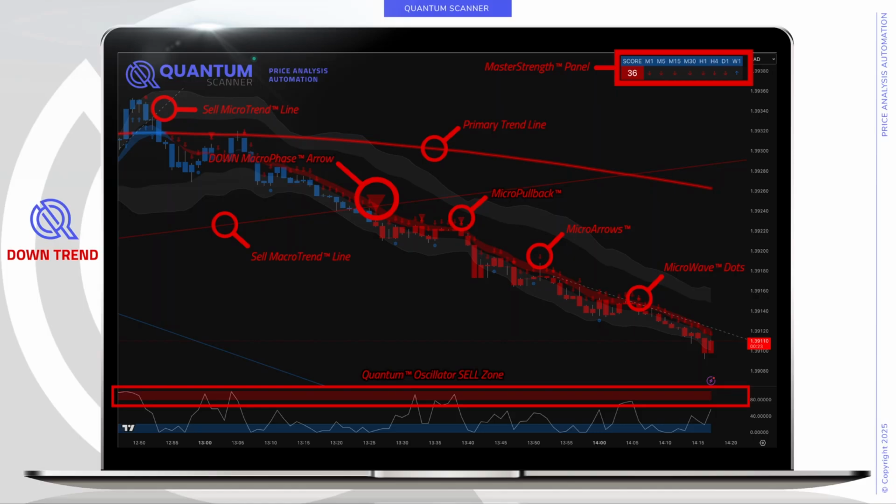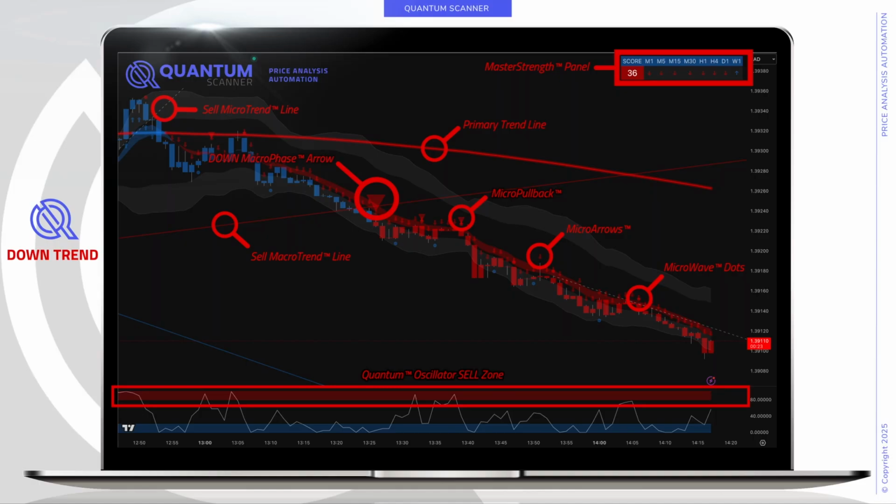Once we have identified that price is moving primarily in the downward direction, we can look for specific structures to be broken out from utilizing the macro trend line and the micro trend line. For specific trade entry opportunities, we can then utilize the micro pullback, the micro arrows, and the microwave dots for specific trade locations.